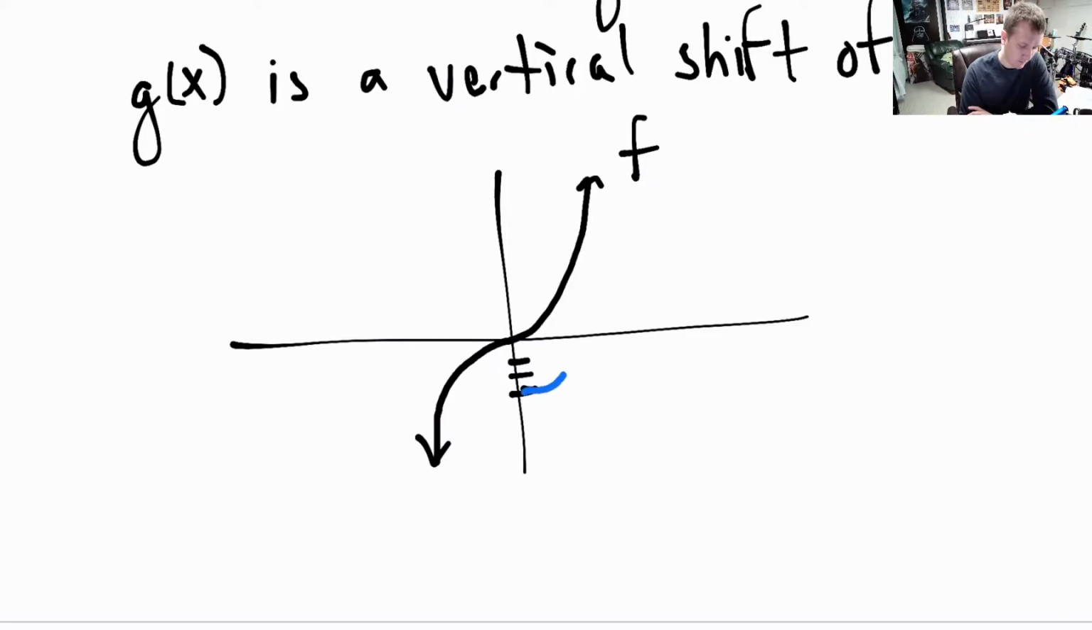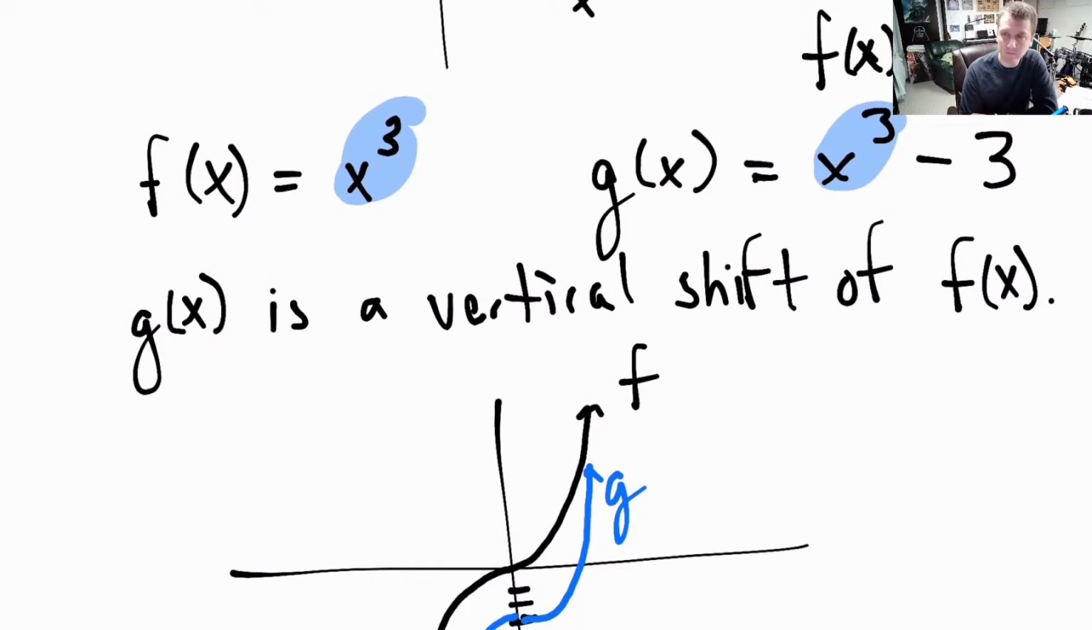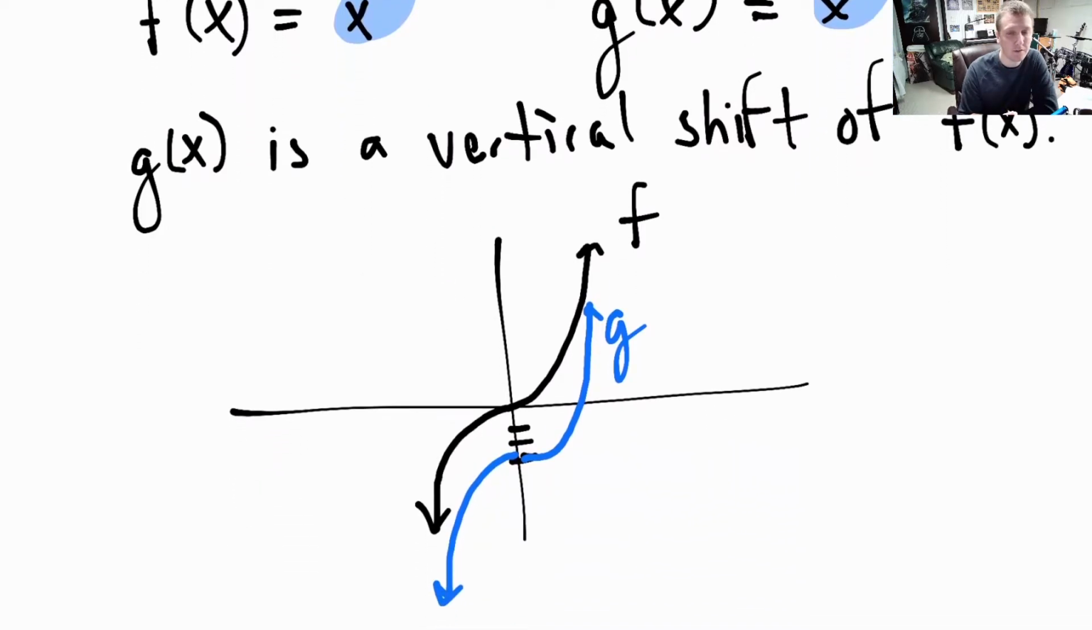g of x looks like that. It's the exact same graph as best as I can do, but just lowered 3 points, 3 units. You can see that in the equation. g of x is equal to f of x, the whole thing, subtracted by, or reduced by 3. So g of x is just a vertical shift of f of x. In other words, what I know about f, I now know about g, right? Properties of f now apply to properties of g.